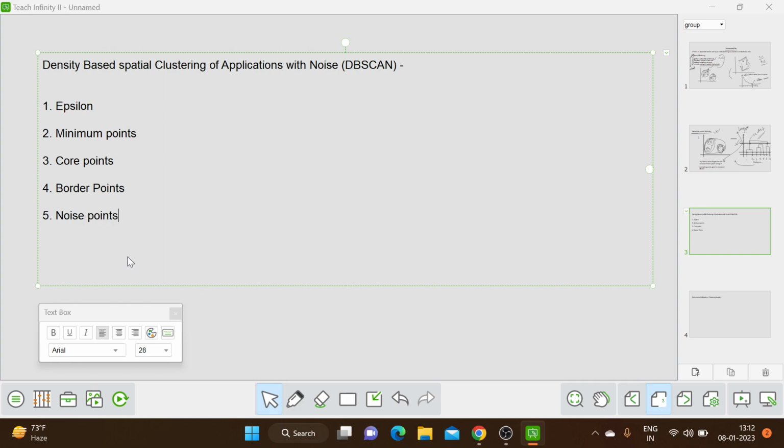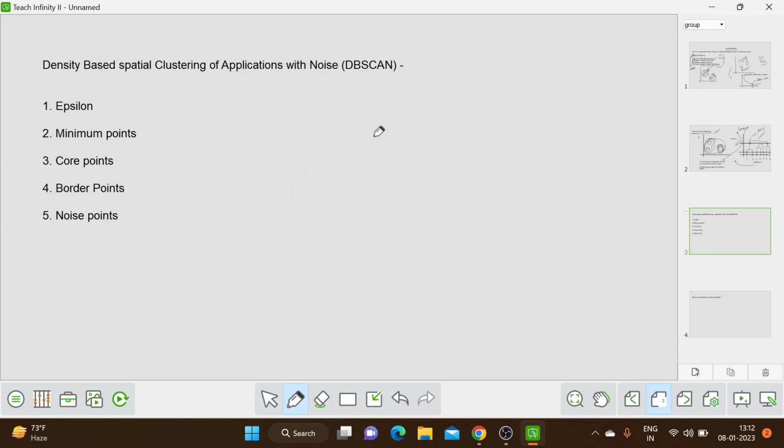So what are these? I will explain to you what is epsilon. See, suppose this is my data point. I try to draw a circle around this data point.